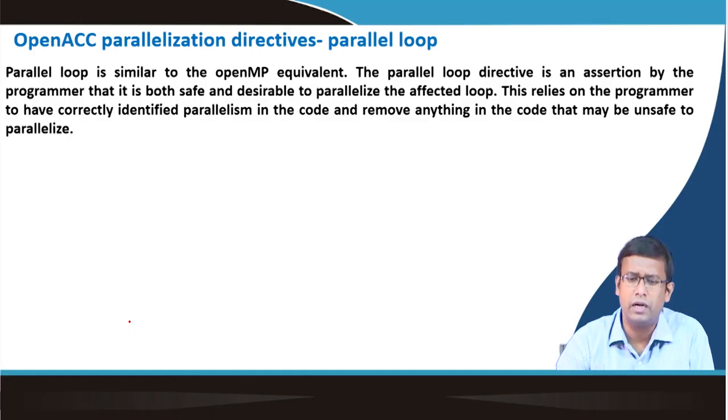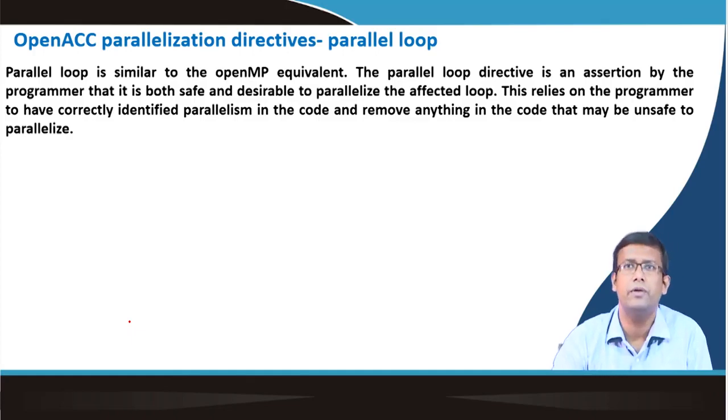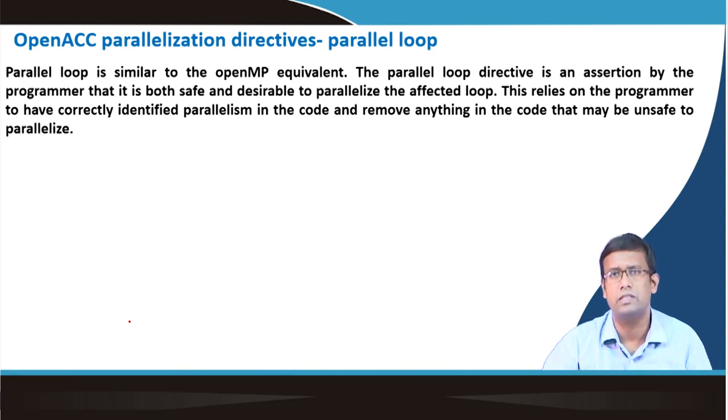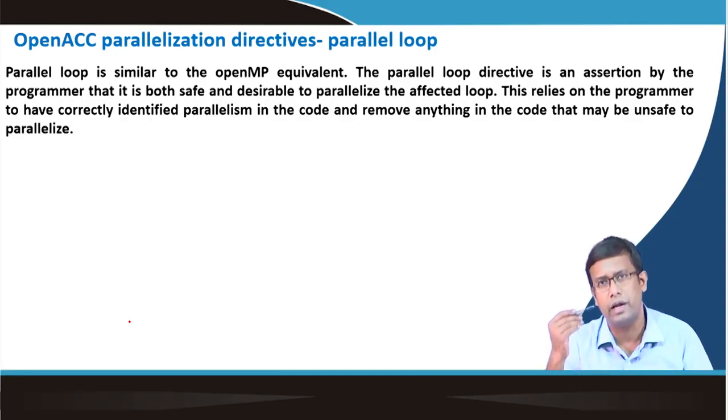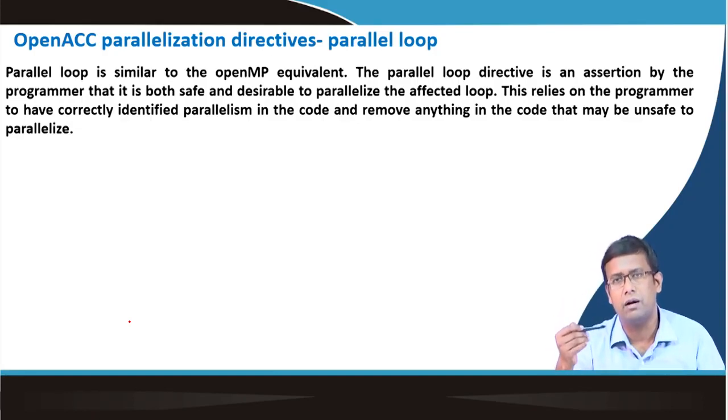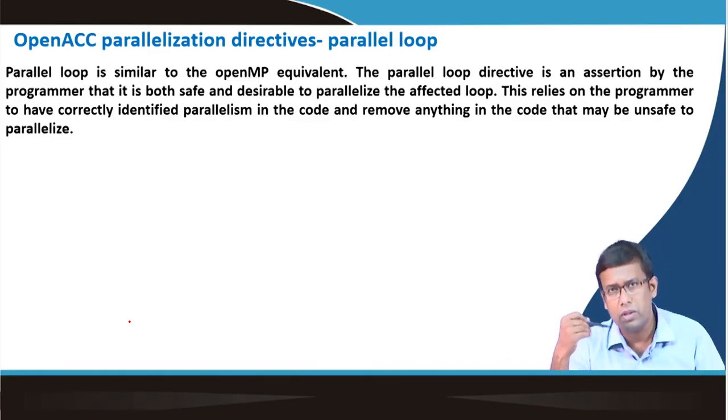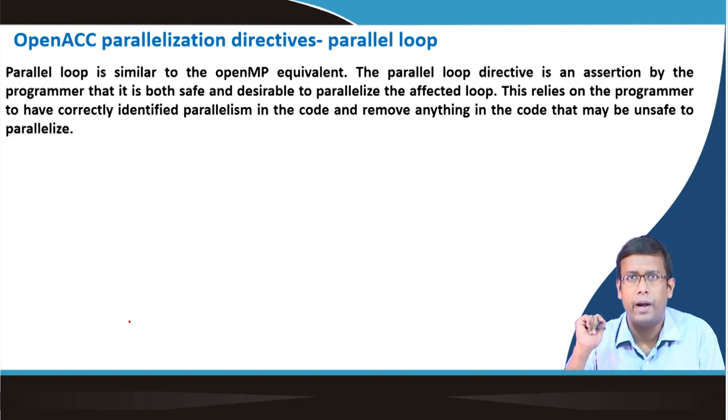Parallel loop is similar to the OpenMP equivalent. Instead of kernels, you can use parallel. Parallel gives you more flexibility, but also more responsibility as a programmer: you have to identify that this is a parallelizable loop, and you have to tell how the program will parallelize it. Parallel loop is an assertion by the programmer that this is safe and we desire it to be parallelized, and then the compiler will parallelize it.